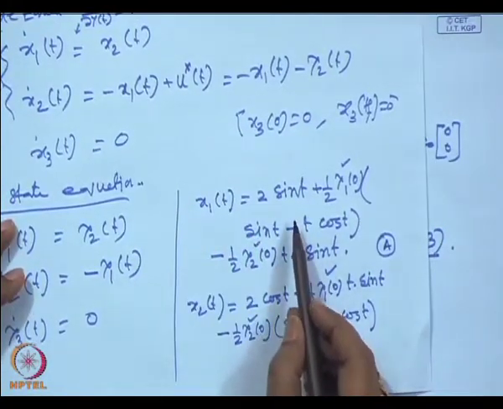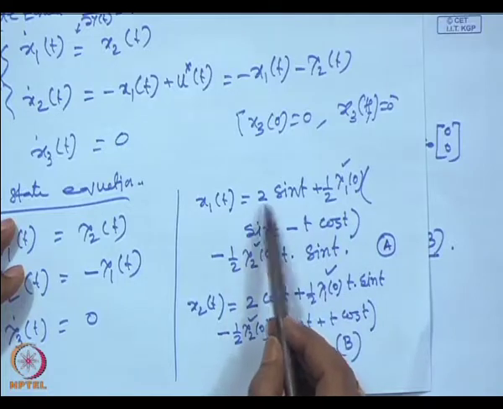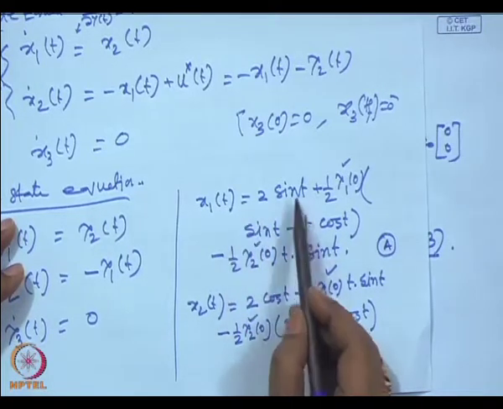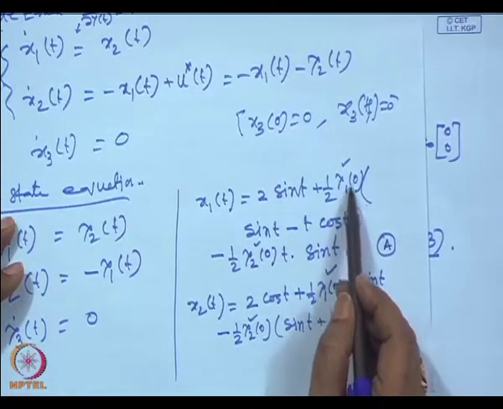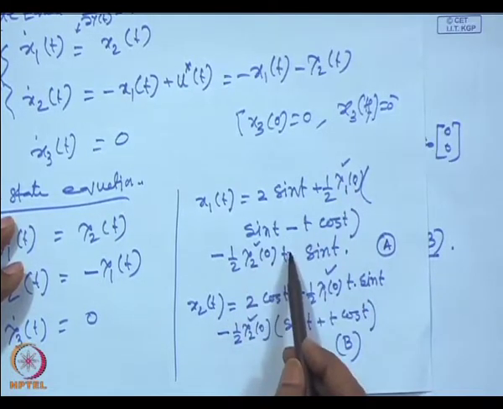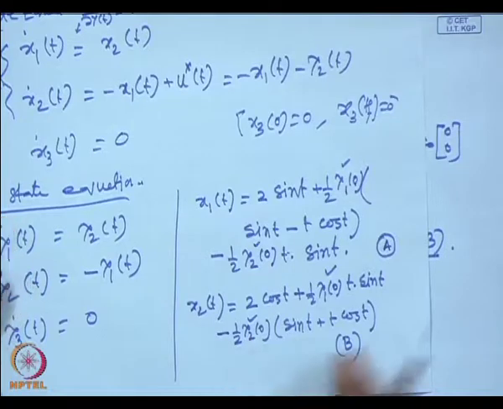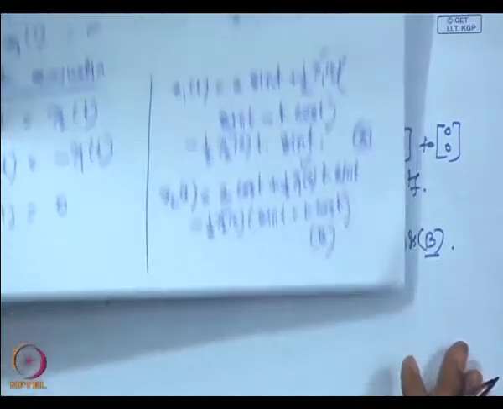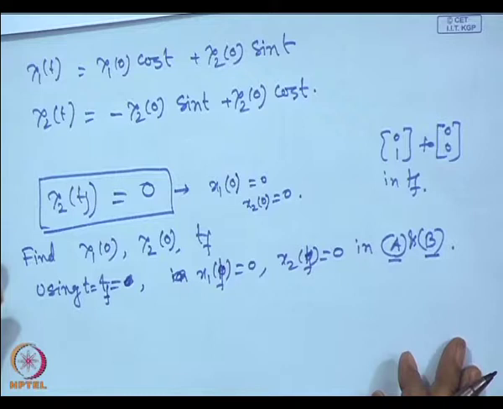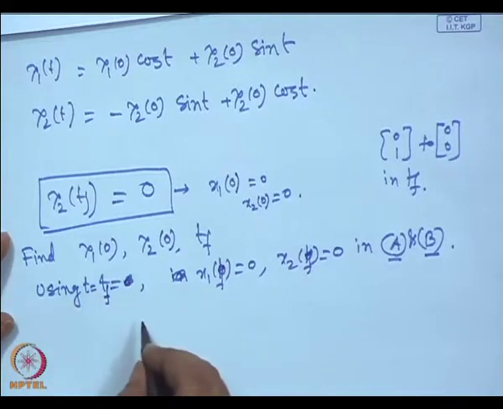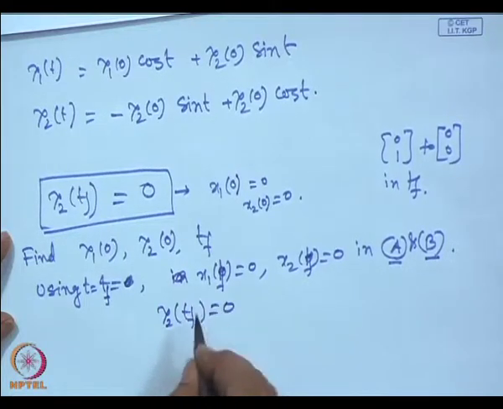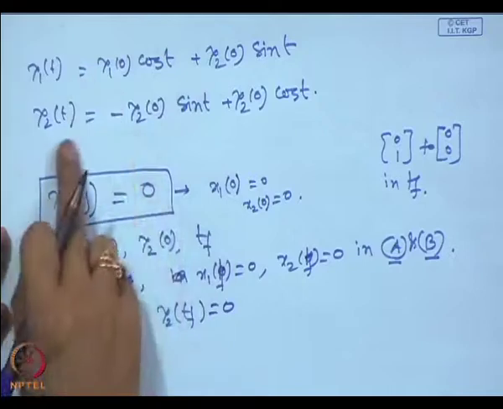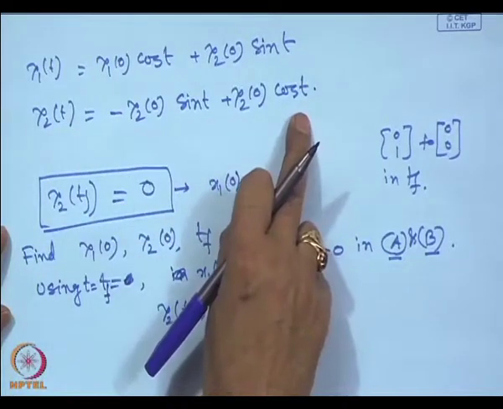We have 3 unknowns. One unknown is T f, another is lambda 1 0, another is lambda 2 0, but we have only 2 equations. We need another equation. What is it called? Lambda 2 of T f is equal to 0, and using the lambda 2 T f value equal to 0, you will get another equation.